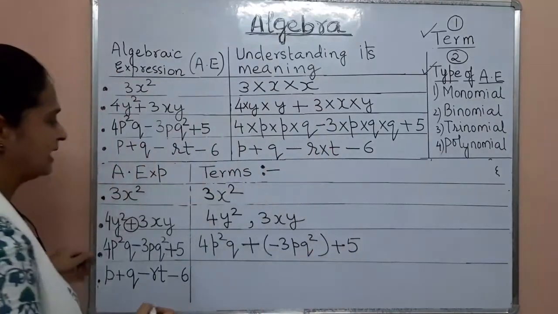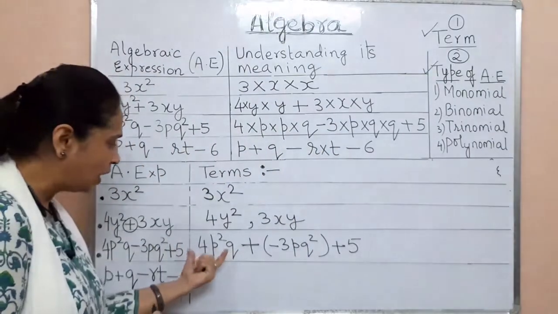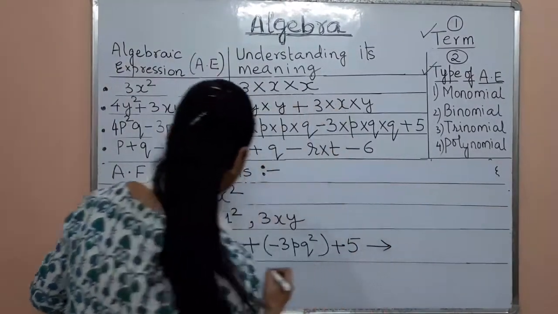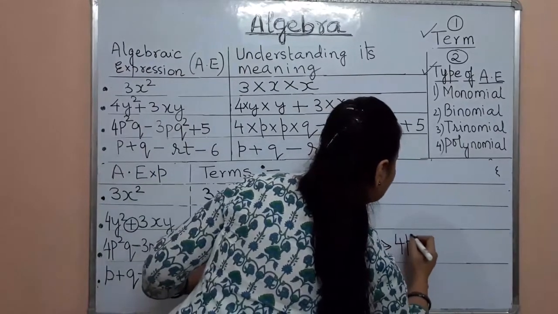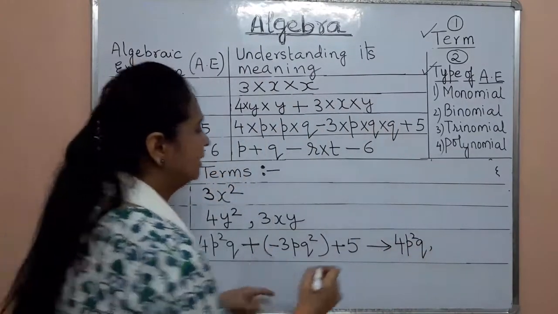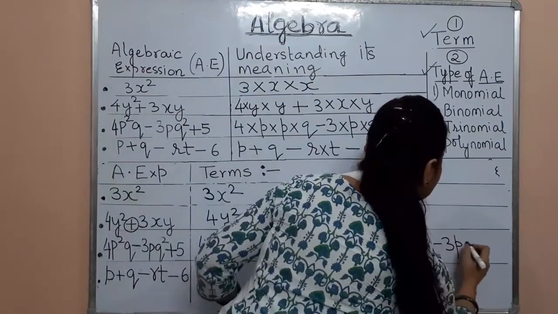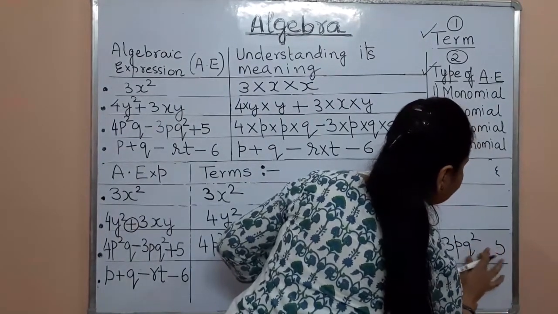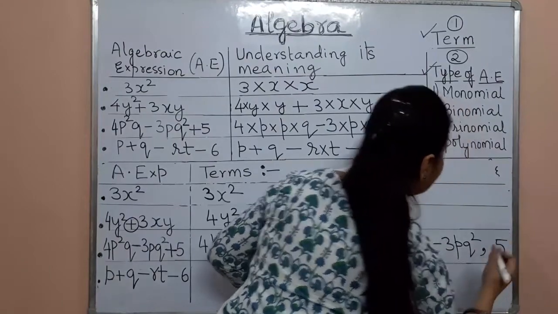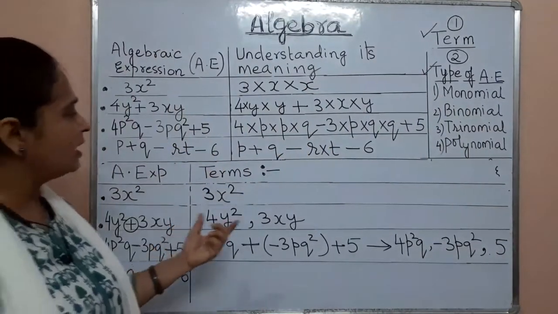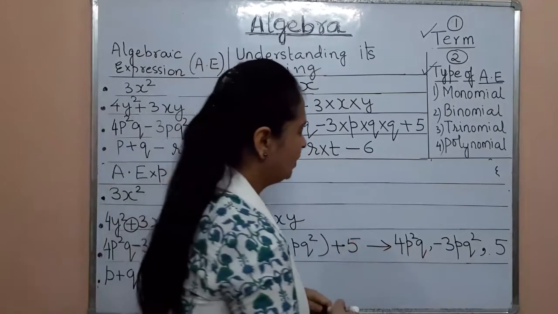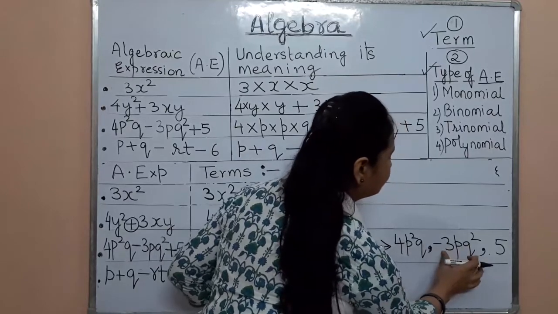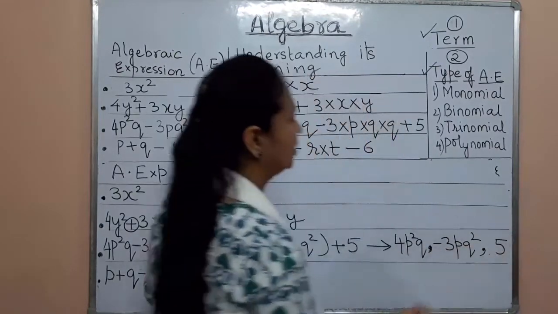So now we can see which are the smaller algebraic expressions in this big algebraic expression. They are 4p square q, the second one is minus 3pq square, and the last one is 5. So you can see there are 3 terms in this. We have the first term, this is the second term, and this is the third term.